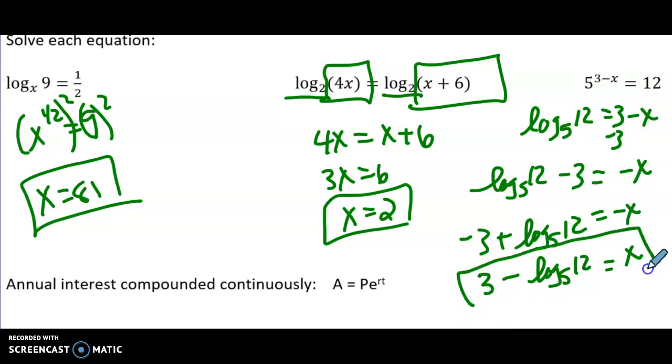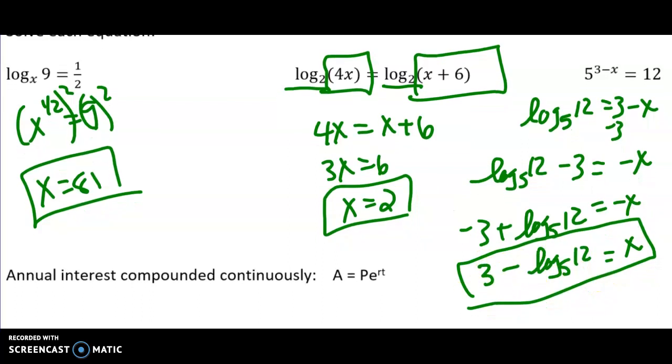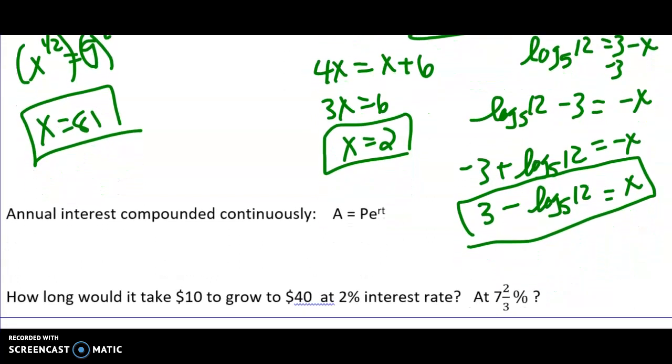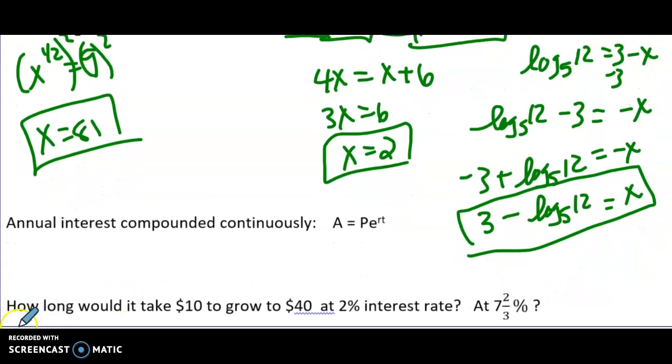I would do that on my calculator. That's just a number. We'll talk about how to find that later, but 3 minus log base 5 of 12 is the final answer to that problem. Okay, all right. We'll continue on the next video.